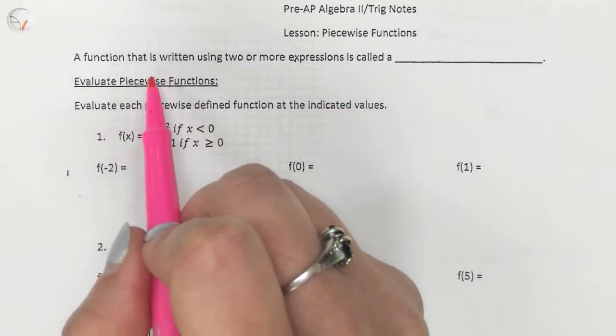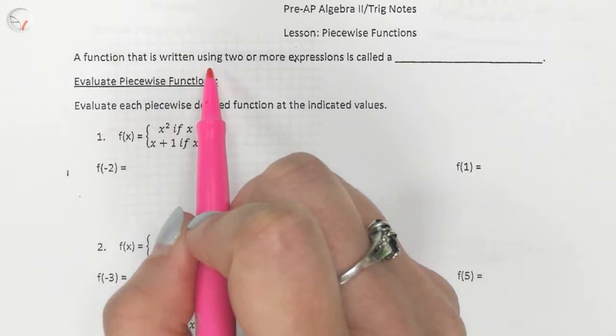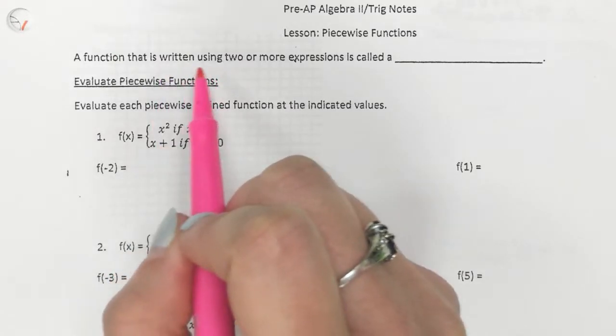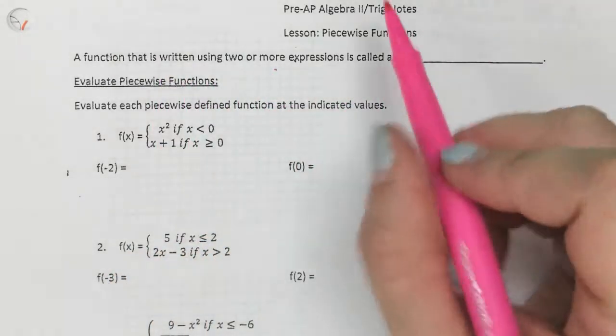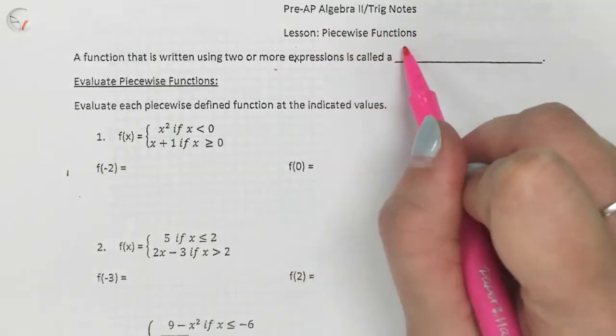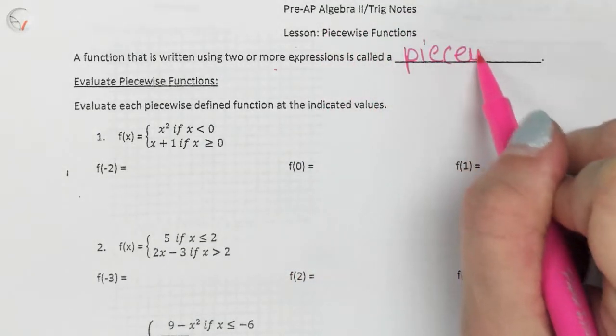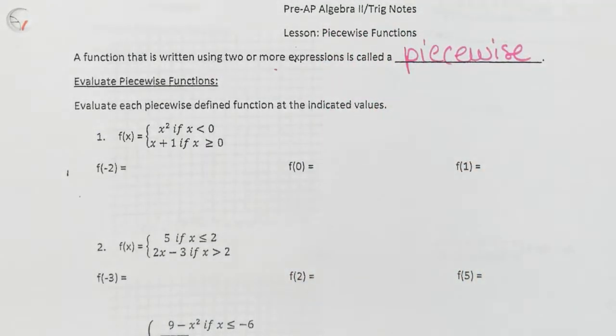All right, here we go. A function that is written using 2 or more expressions. What do you think that's called? Piecewise. There you go, because it's pieces of a function put together.